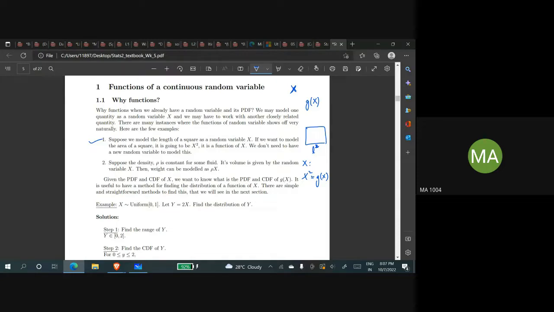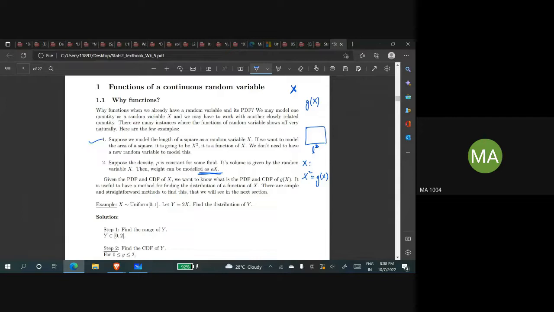Then the other example that was given is, let's say you have some fluid for which the density is constant, rho. If you model the volume of the fluid by the random variable x, then the weight can be modeled as rho times x.